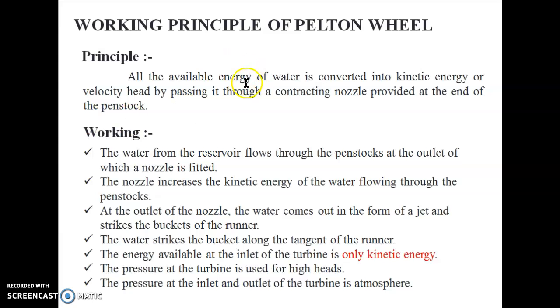You can see that all available energy of water is first of all converted into kinetic energy, or we can call it velocity head also, by using certain arrangement like a contracting nozzle, which is provided at the end of the penstock. So this kinetic energy is used in case of Pelton wheel. We have already learnt about that thing. Now, how does this Pelton wheel work?